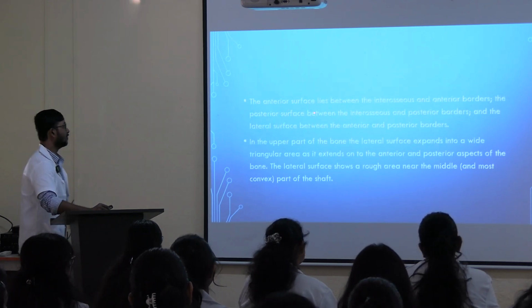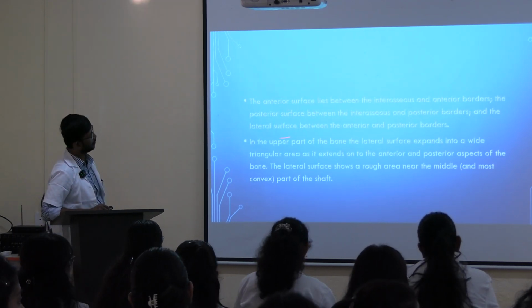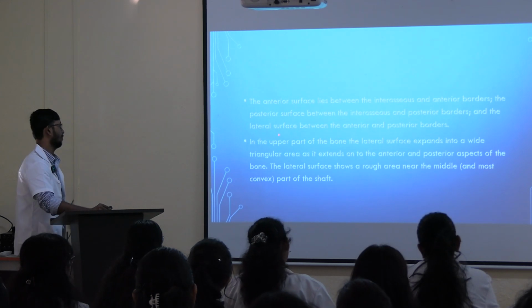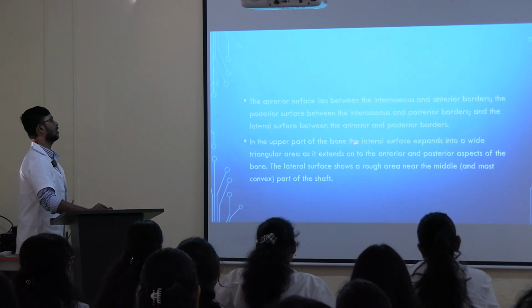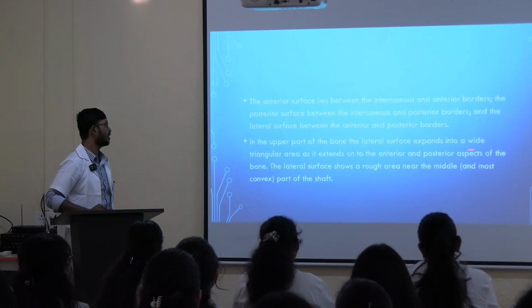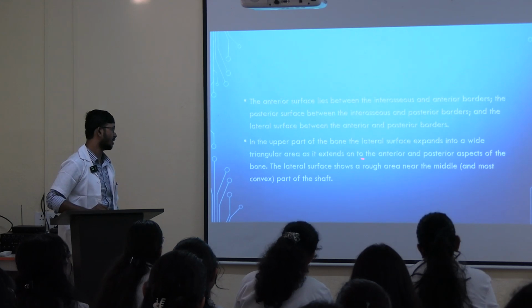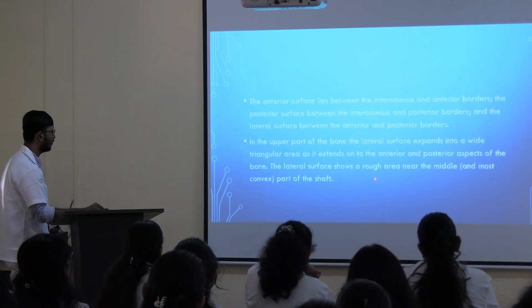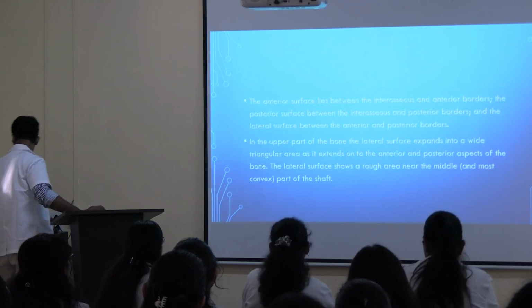Now, the anterior surface lies between the anterior and interosseous borders. I have told this, and the posterior surface and lateral surface have been covered. Now, in the upper part of the bone, the lateral surface expands into a wide triangular area as it extends to the anterior and the posterior aspect of the bone. The lateral surface shows a rough area near the middle part of the shaft.